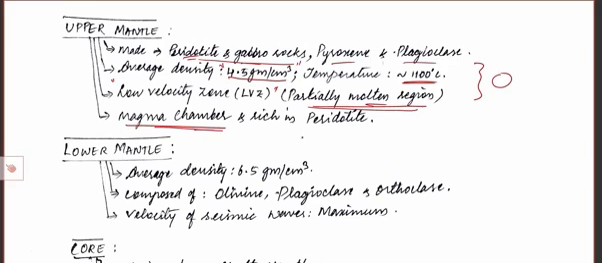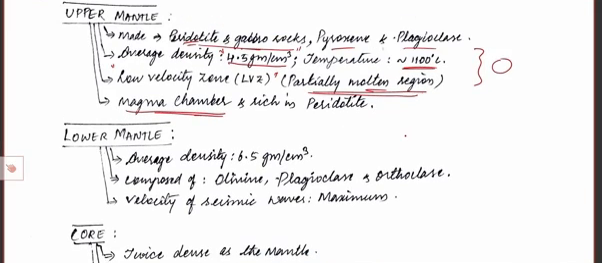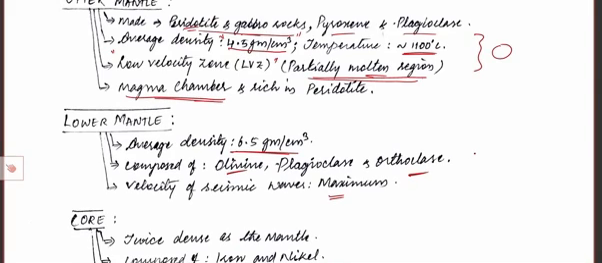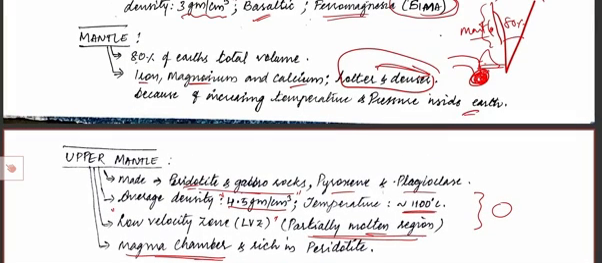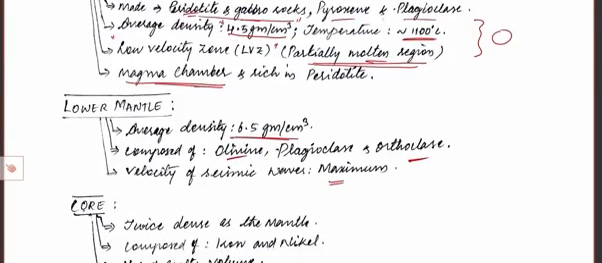magma chambers are rich in peridotite. Magma chamber is rich in this area, and the lower mantle generally has a density of 6.5 grams per centimeter cube, and is composed of olivine and plagioclase and orthoclase. Velocity of seismic waves is maximum because it is solid in nature. This mantle is classified as upper mantle and lower mantle, which we have discussed here.